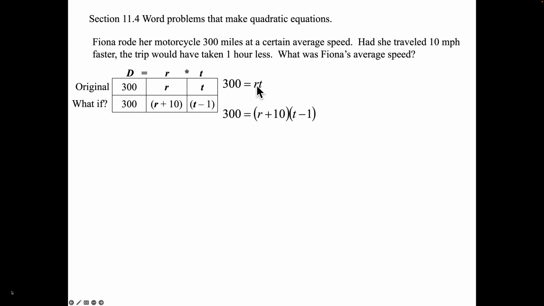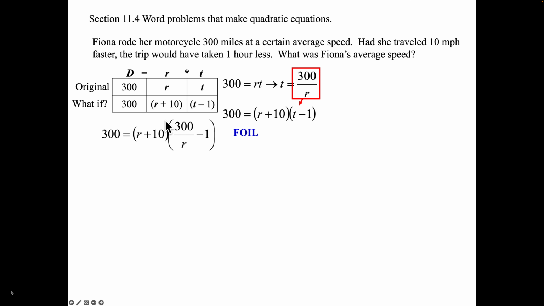If we take this first equation and we divide the R over to the 300, so T is equal to 300 over R, and take this fraction and substitute it into that T right there, that would give me this new equation. And now notice there's only one variable in the equation. There's R in the R plus 10 and 300 over R minus 1 in the second binomial. So to solve this, we have to FOIL it out.